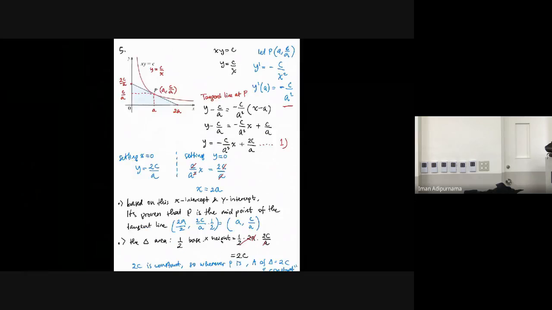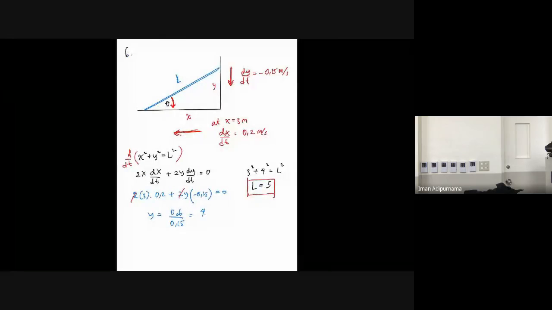Okay. Number 6. This is a ladder problem. So you have L, the ladder. It will be going down with some velocity. We say here is 0.15, and the other velocity is 0.2.